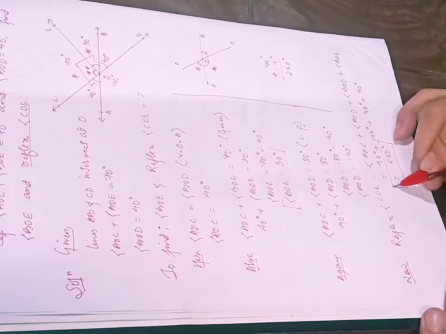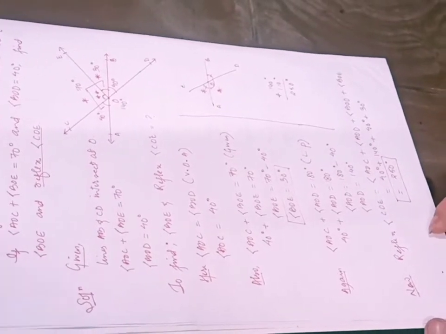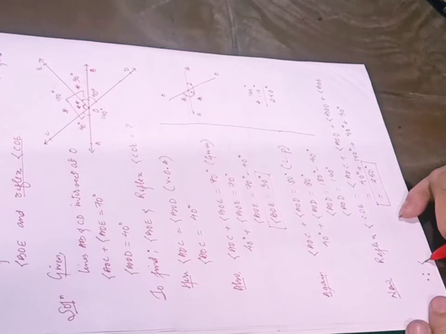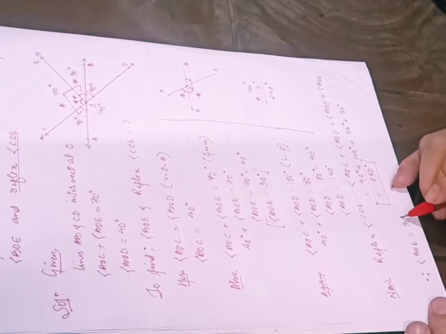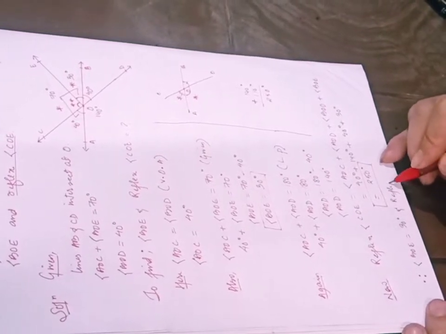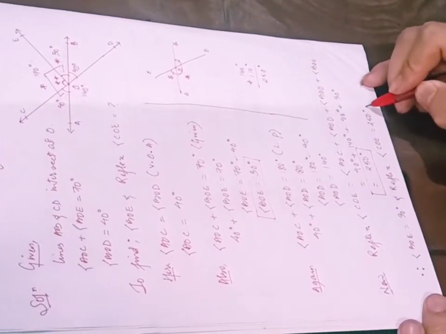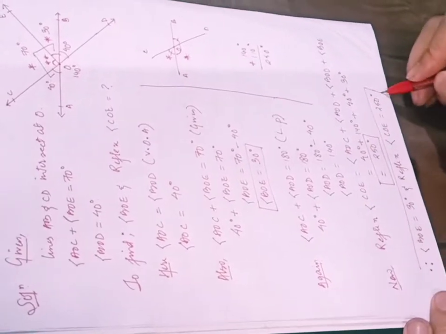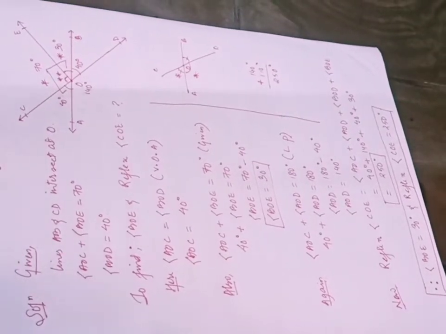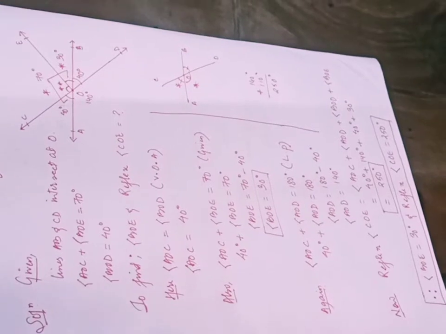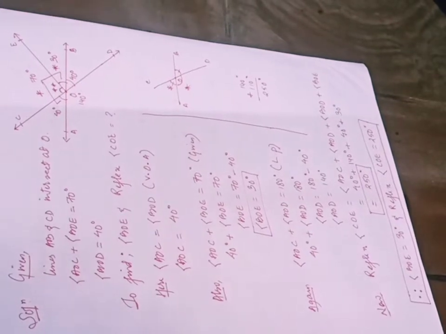This is our answer. So every question in mathematics should have a conclusion. So let's write down our conclusion as, therefore your angle BOE is equal to how much? 30 degree, and our reflex angle COE is equal to 250 degree. This is our final answer. Is it okay? Yes. In maths, always remember you should write your conclusion. Whatever be the questions, whatever types of problem you solve, always ensure that you write the conclusion. Is that clear?